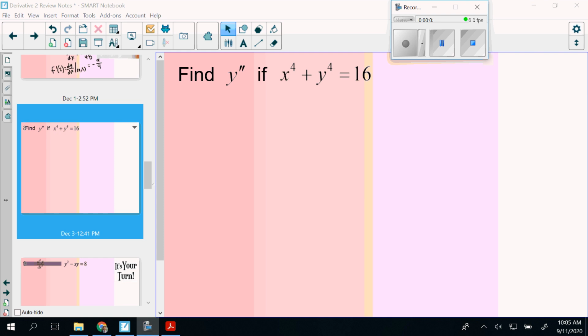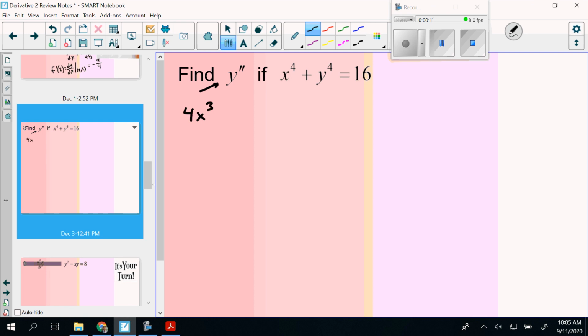Alright, we're going to look at how we can find a second derivative with implicit differentiation, because we're asked to find the second derivative here. So let's go through first. Anytime you find a second derivative, you've got to find the first derivative to start with. So the first term there is going to be 4x cubed if we take the derivative. Next one's going to be 4y cubed, but that's y, so we've got to include the derivative, dy/dx. The derivative of 16 is 0 because it's a constant.